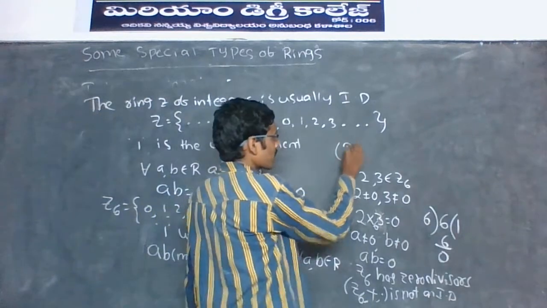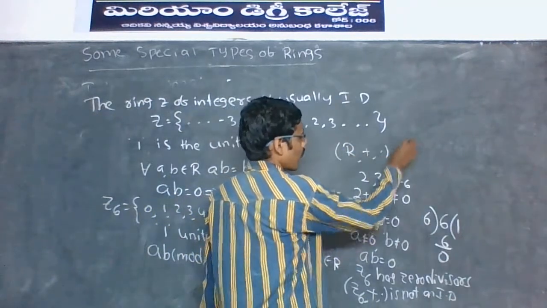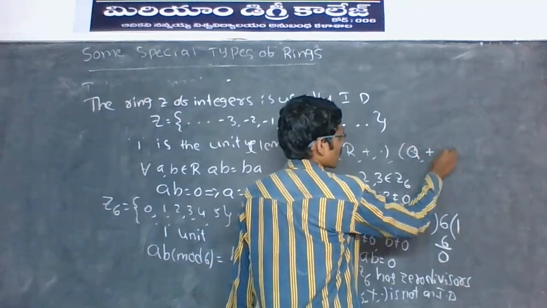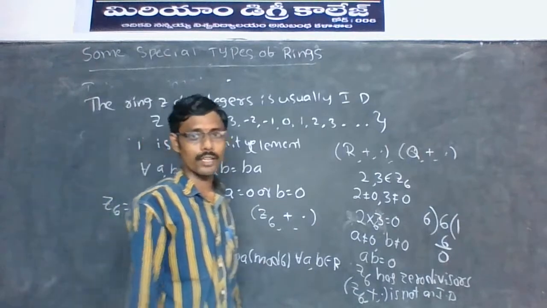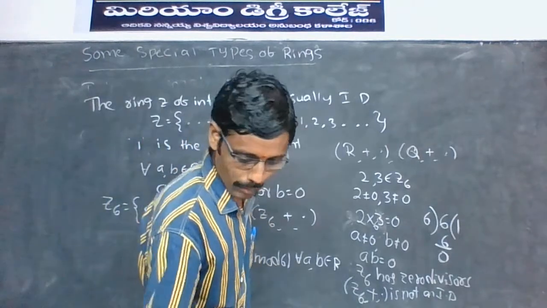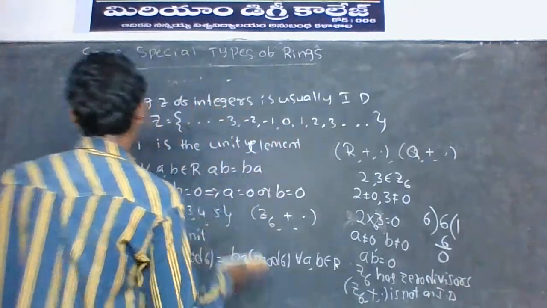Usually (R, +, ·) and (Q, +, ·) are also integral domains. This is the definition of integral domain.